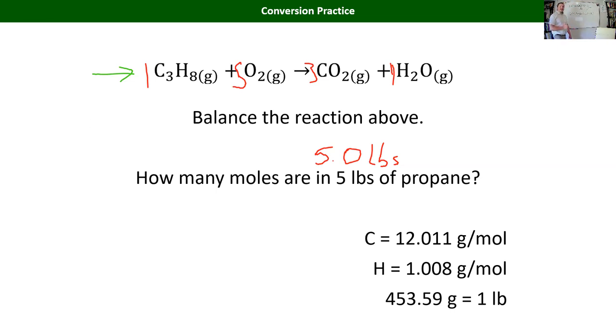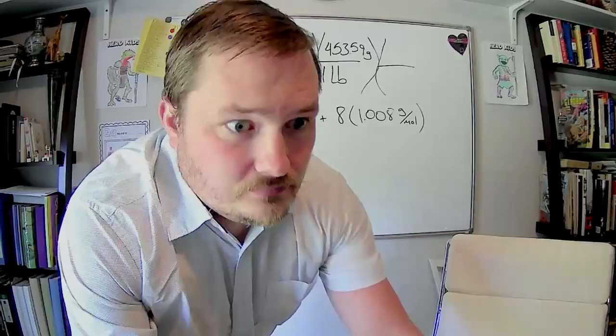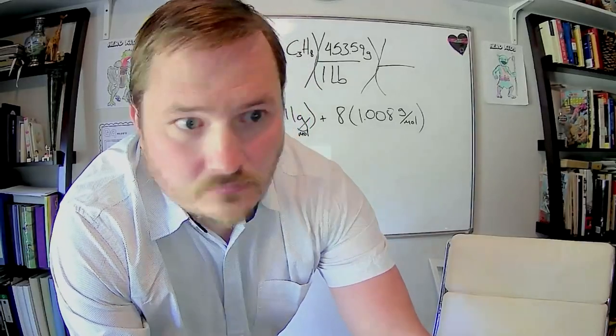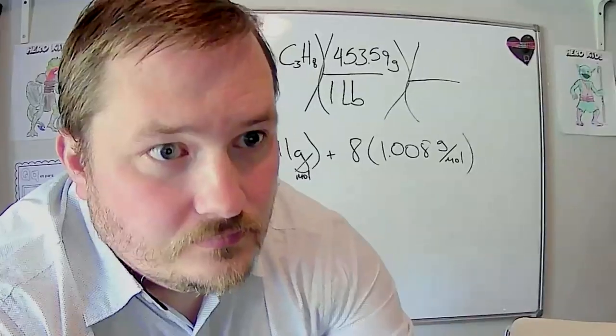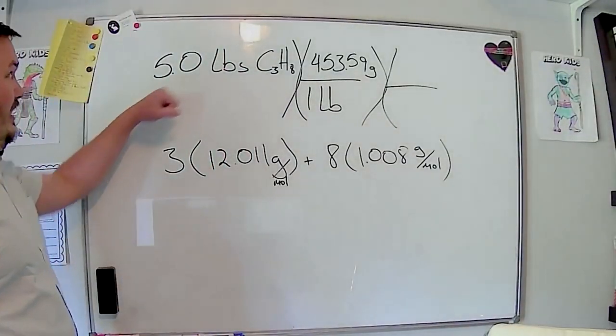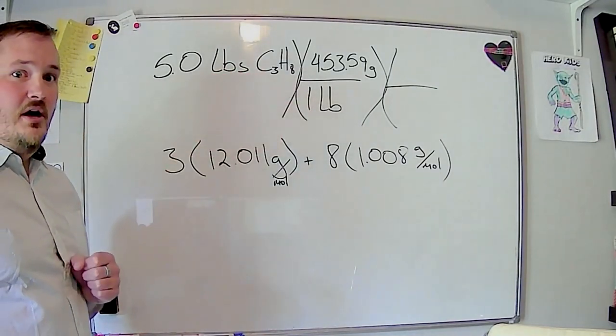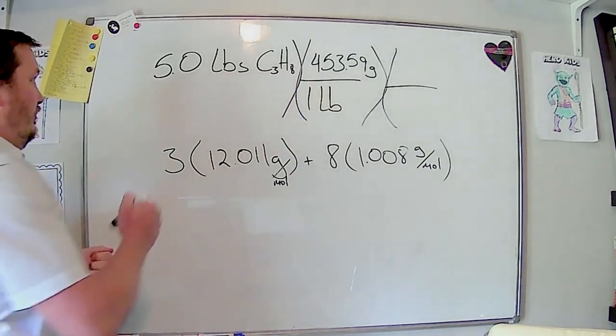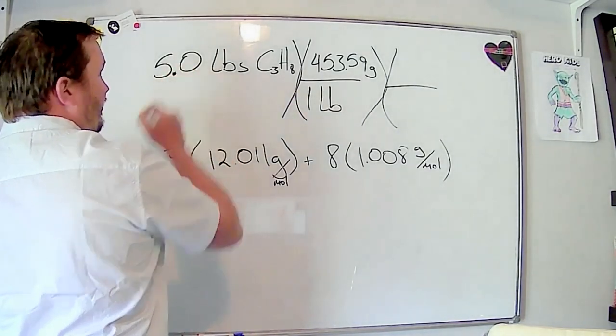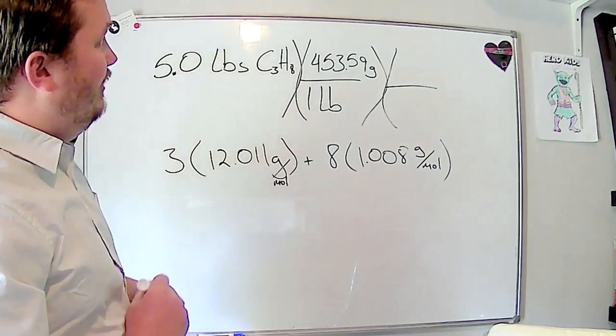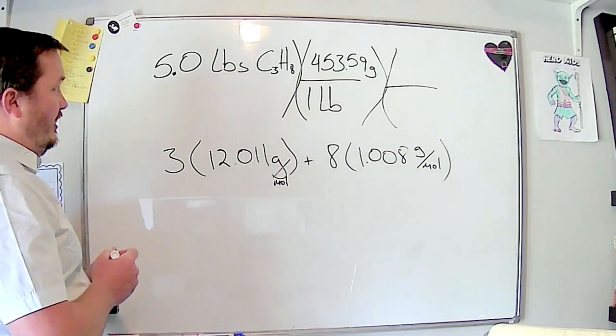All right, so anytime we want to get from a mass to moles, we need to go through grams, because then we can use a molecular weight. So we start by doing pounds to grams. Use your conversion sheet to figure out pounds to grams. 453.59 grams is 1 pound. Then we want to go from grams to moles.